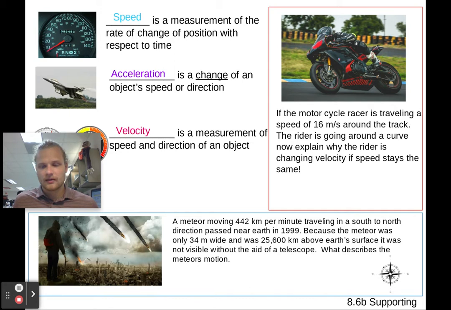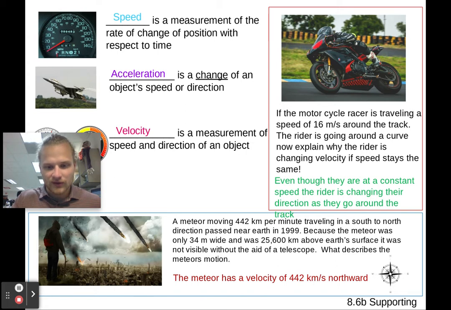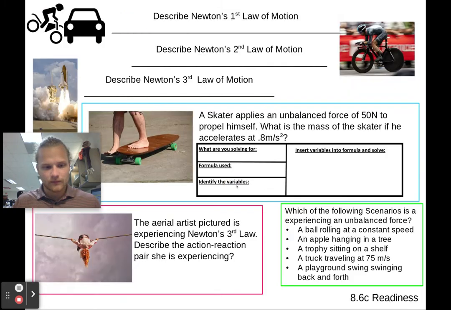Well, it's headed from south to north, so it's headed 442 kilometers per minute. You could change that to seconds if you wanted, and then it's headed northward. All right, so let's see. Our motorcycle example, it's changing direction to go around the track, and then the meteor is 442 kilometers per second. This is actually a little bit wrong because 442 per minute is what it says in the question. So you'd actually need to calculate and divide by 60 in order to get your actual kilometers per second northward.